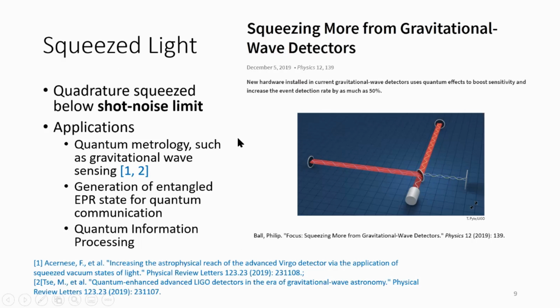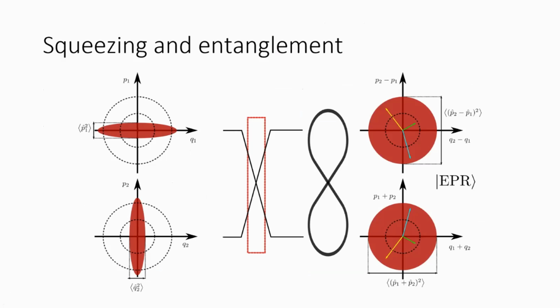Now there are some other applications of squeezed states, and I'll come to that. In particular, it's very linked to entanglement, so it's used in quantum information. So the link between squeezed states and entanglement can be seen as this.